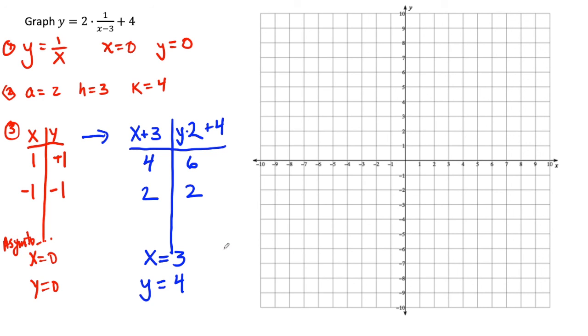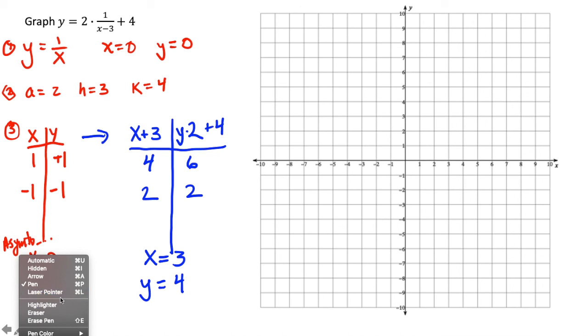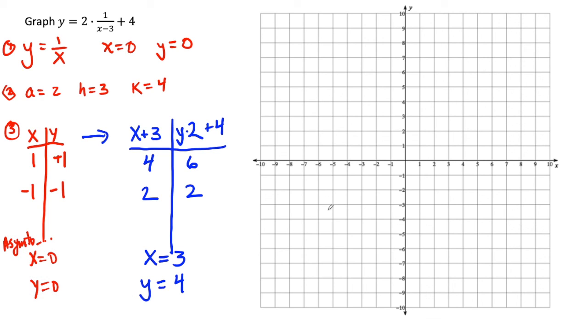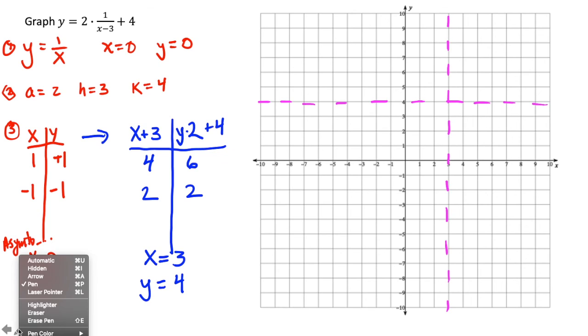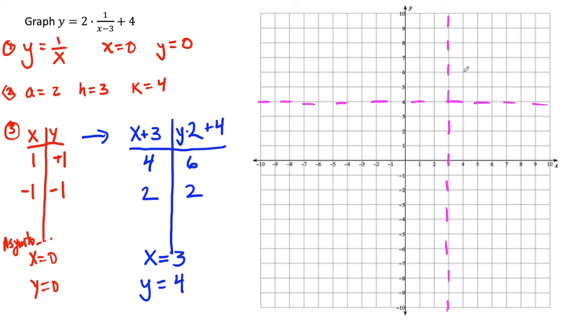And so I'm going to first draw those in our graph. I'm going to actually use a different color to kind of show where they go. So at x equals 3, I have my vertical asymptote. At y equals 4, I have my horizontal. And so with our reciprocal function, our graph's never going to cross those lines. And so I'm going to plot the point 4, 6. That should be up. I'm going to plot the point 2, 2.